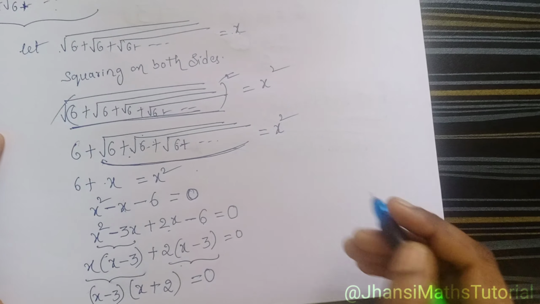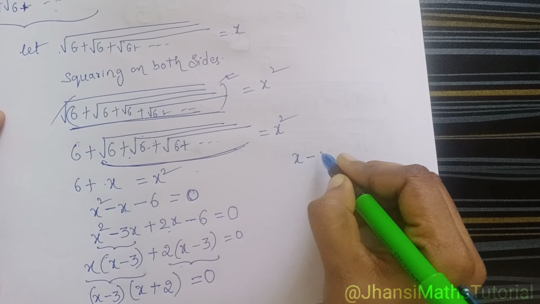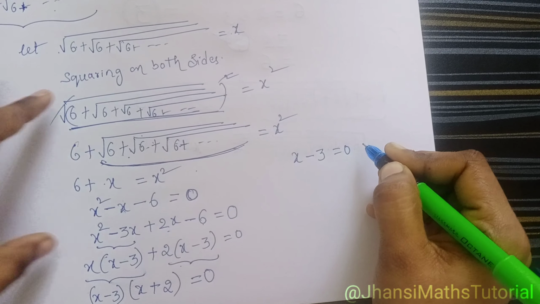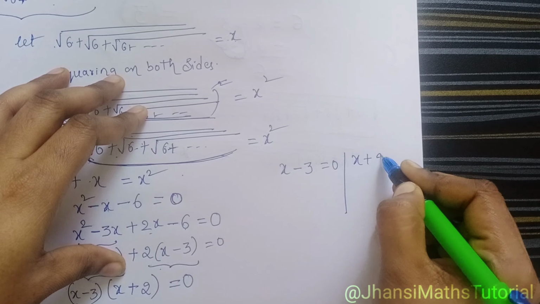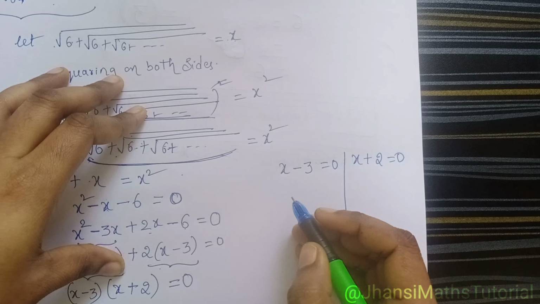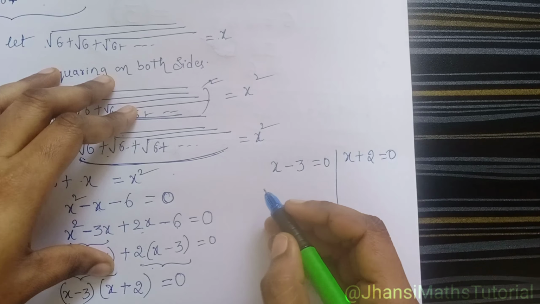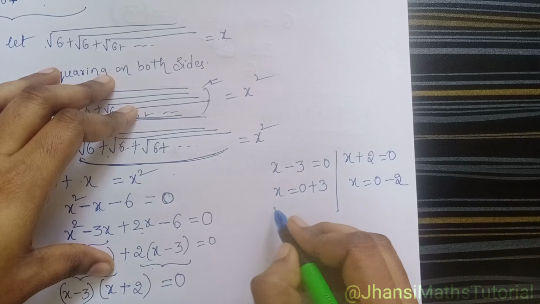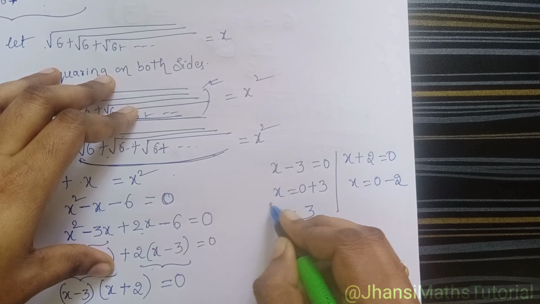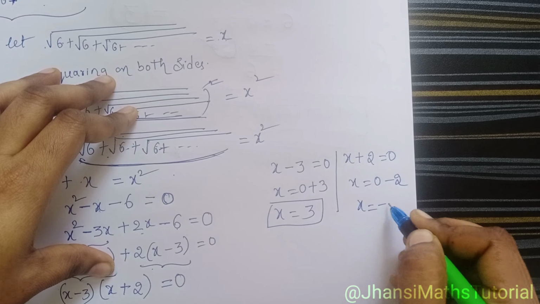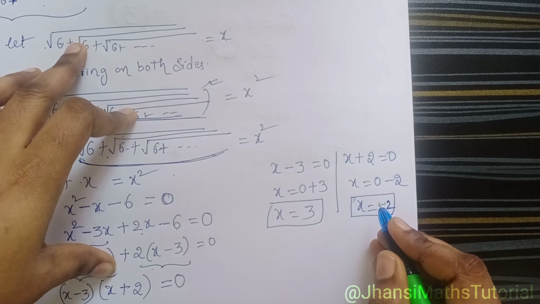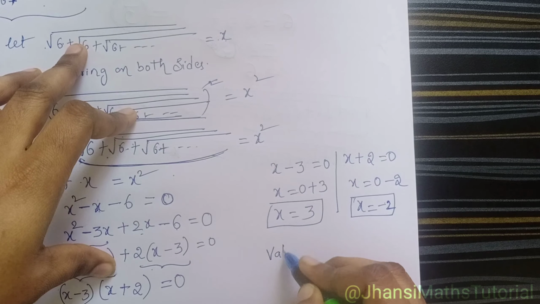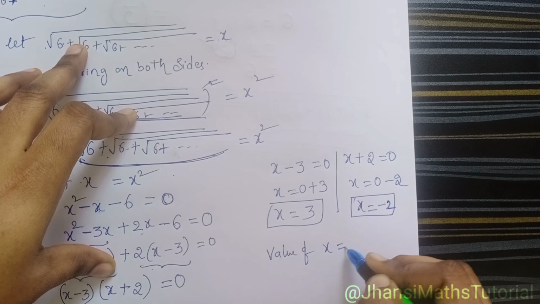So, now just find the factors. x minus 3 is equal to 0 and x plus 2 is equal to 0. So, x is equal to 0 plus 3, x is equal to 0 minus 2. So, x is equal to 3, x is equal to minus 2. We can't take this negative number in the root. That's why the value of x is 3.